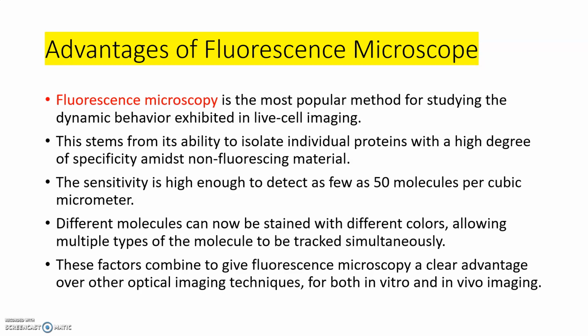The sensitivity is high enough. It is sensitive enough to detect as few as 50 molecules per cubic micrometer. Also, different molecules can now be stained with different colors, allowing multiple types of molecules to be tracked simultaneously. These factors combine to give fluorescent microscopy a clear advantage over other optical imaging techniques for both in vitro and in vivo imaging.